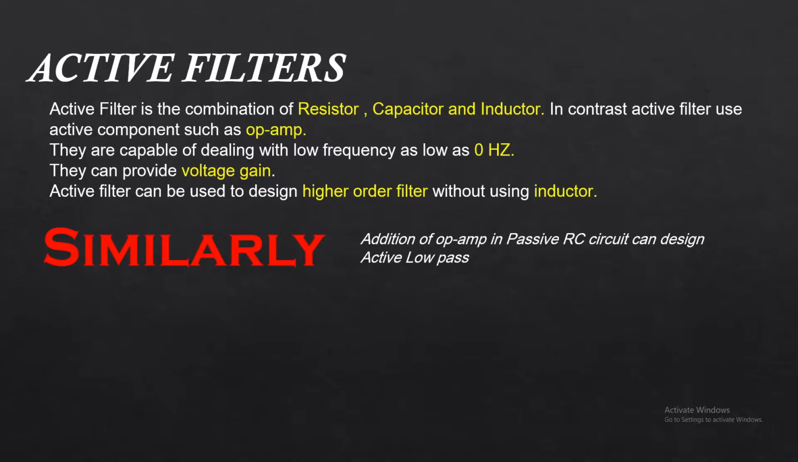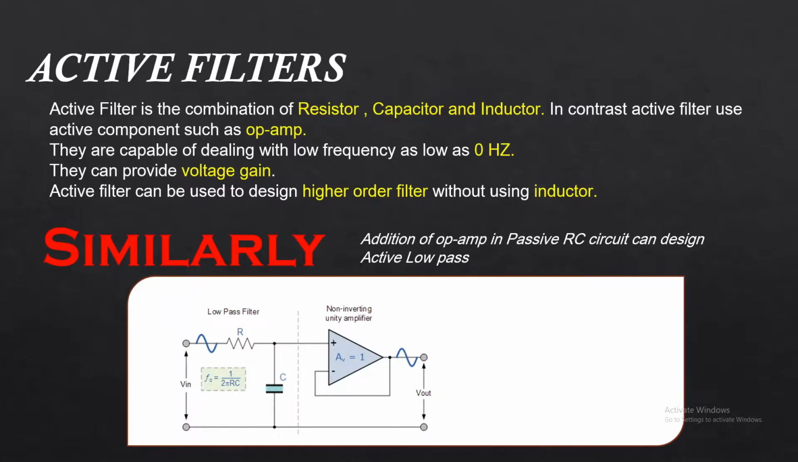Similarly, addition of an op-amp in a passive RC circuit can design an active low-pass filter. Like you can see, it is the same passive filter. We are just adding an op-amp here, so it will become an active filter. This is a first order active low-pass filter, and this is a non-inverting gain, and the gain is unity gain. There is no resistor in the feedback, so it's a unity amplifier, so the input and output will be the same.